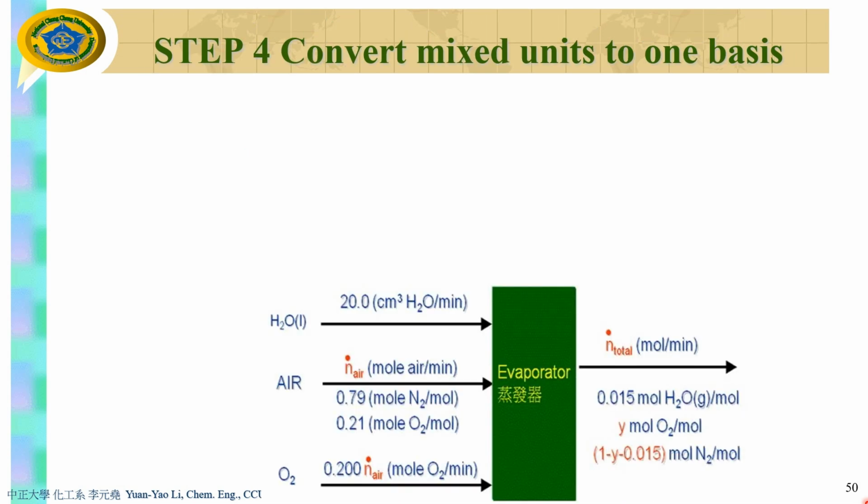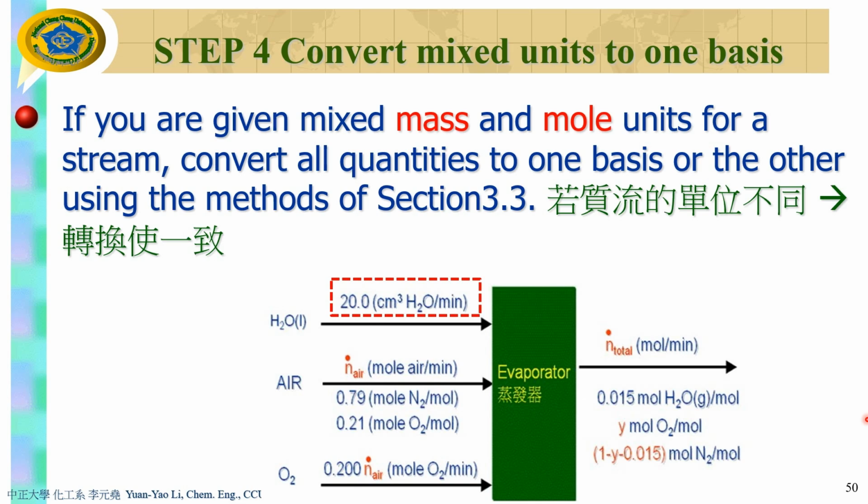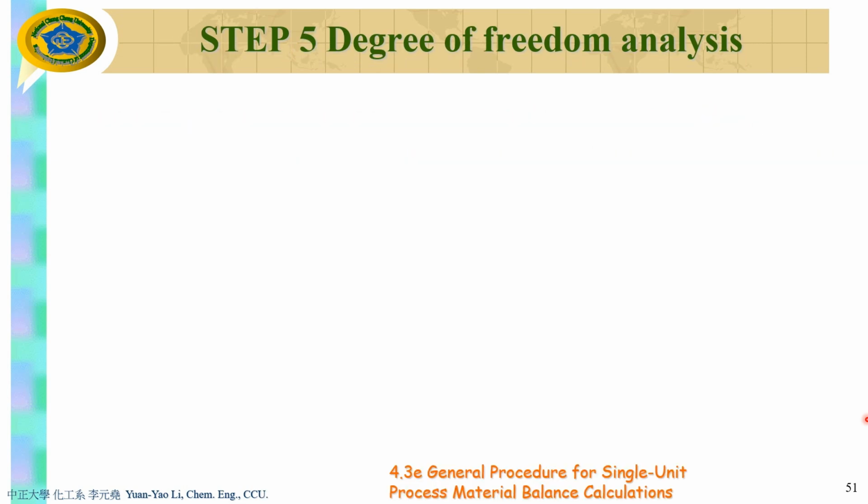Okay, number 4, convert a mixed unit to one basis. So this is the evaporator. Remember, there are 3 streams and 1 stream comes out, and this stream is in the liquid phase. And this is the value, the unit of the volume. So you need to convert the unit of volume to become mass or moles, right? Okay? So this is one example. Please do this.